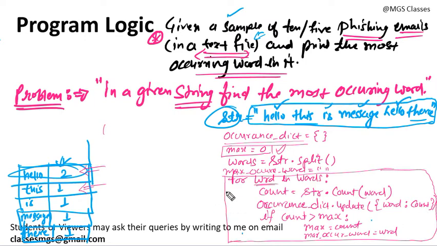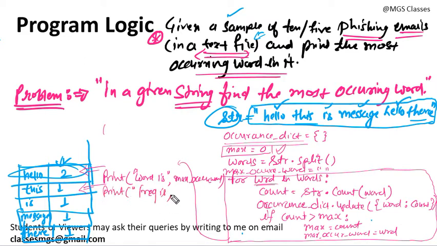You may print it here. Let's try to print it here. So print, after the for loop I am writing: most occurring word is the maximum occurred word, and the frequency, that is, the max value will be the frequency. Okay, so this is the complete program.